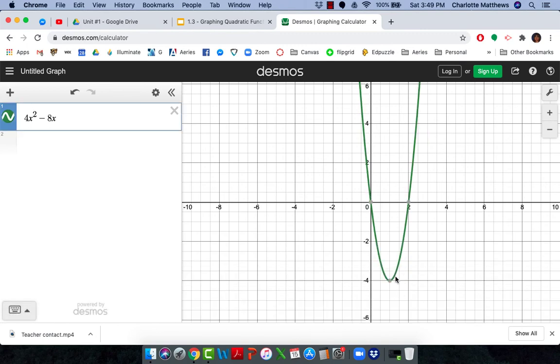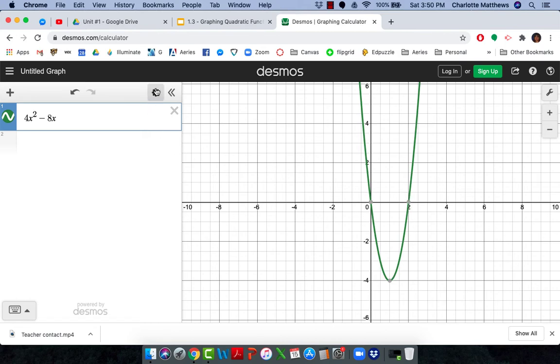If you click on it, it lets you highlight, hey, look, the vertex is at (1, -4). And then my x-intercepts, we have (0, 0) and we have (2, 0). So it does give us some points. But there's other points on this graph that I'd like to see.